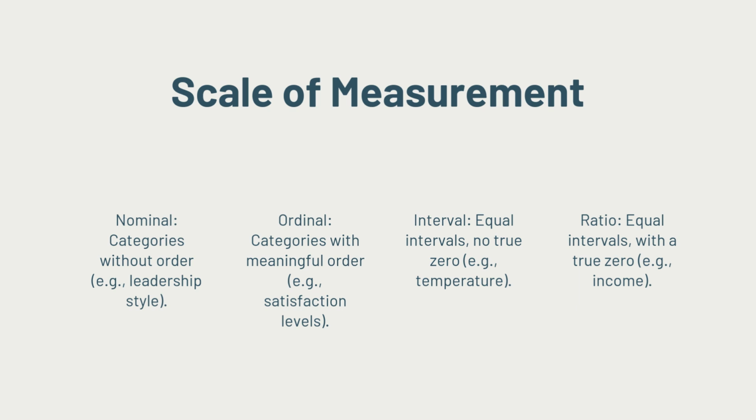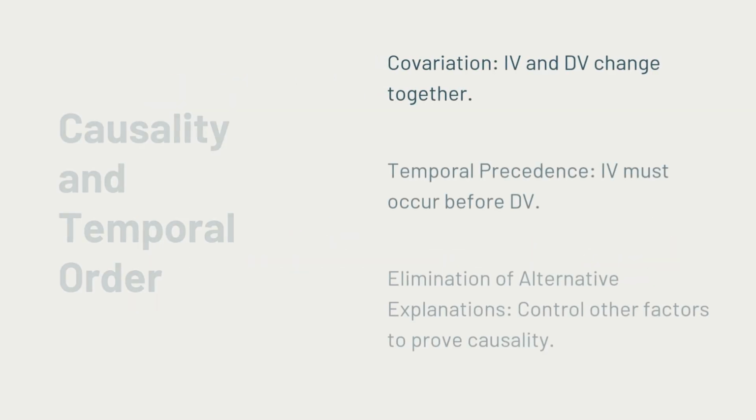So this type of data allows for a wider range of statistical analysis because you can meaningfully interpret differences and ratios. So example, one employee works twice as many hours as another. When working with categorical scales, you deal with classifications or groups such as gender, ethnicity, or leadership style. Now, continuous scales, on the other hand, deal with variables that can take any value within a range, like age, income, or job satisfaction scores.